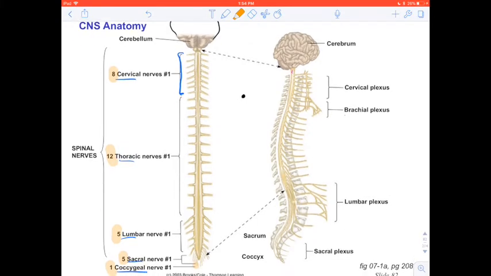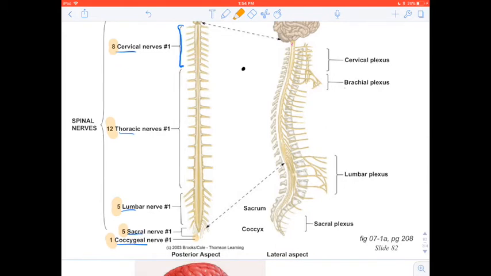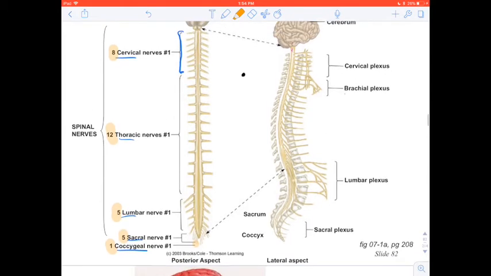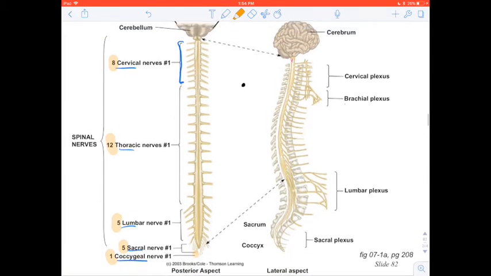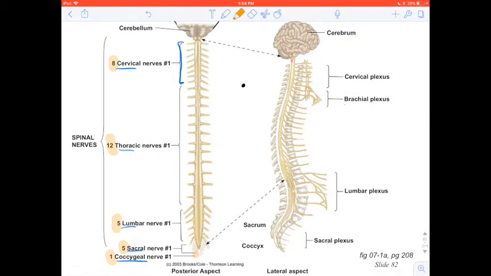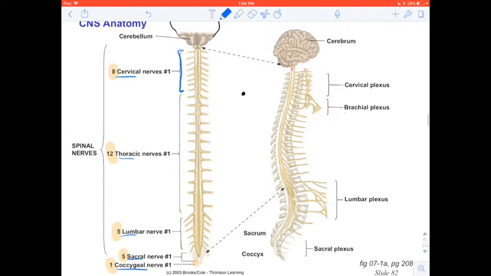Some of you may know the mnemonic: if you eat your meals during this time of day, breakfast at 8, lunch at 12, dinner at 5. I don't eat my meals at any of those times, but if it helps you remember. Either way, just come up with some sort of device that we have 8 cervical, 12 thoracic, 5 lumbar, and 5 sacral, and then one little coccygeal at the bottom.